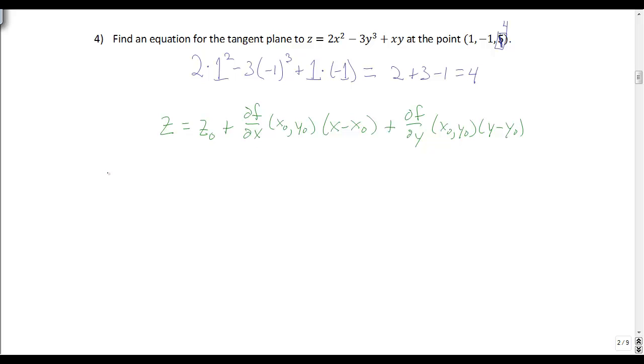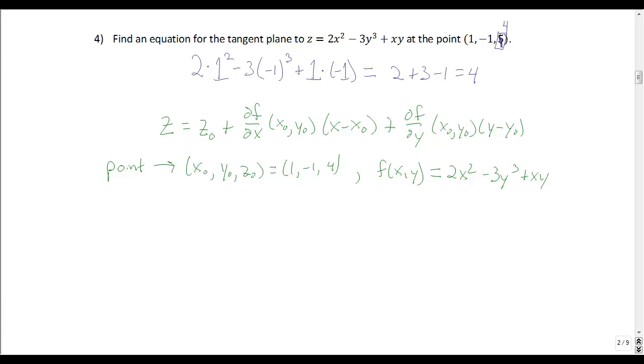So here our point, in our case, that's (x naught, y naught, z naught). That should be (1, -1, 4) here. And f of x, y would be this thing here, 2x squared minus 3y cubed plus xy. So that would be the two things. And then you just evaluate these things here.